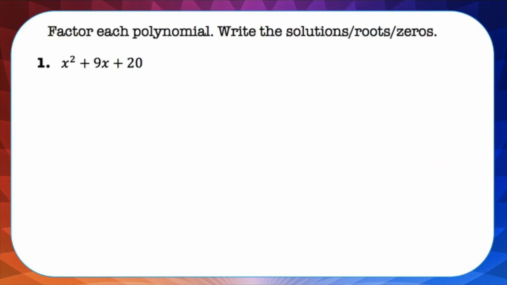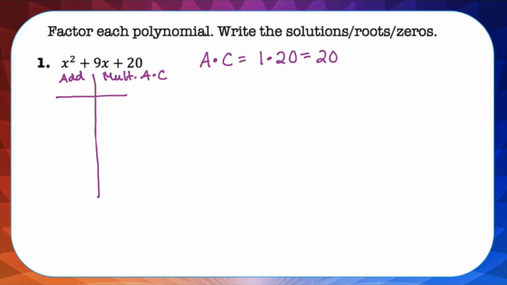All right, for number 1, remember we have to multiply a times c, so let's set up our chart. It has to add to be b and multiply to a times c. So let's do a times c first, which is 1 times 20, and that came from our original question. 1 is a and 20 is c, so 20 is what we're multiplying to, and we're adding to b, and b is 9. So we find the two numbers that multiply to 20 that also add to 9.